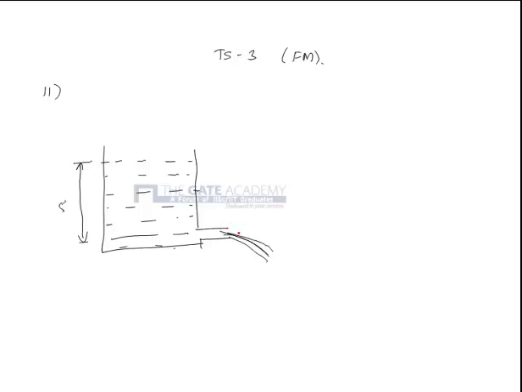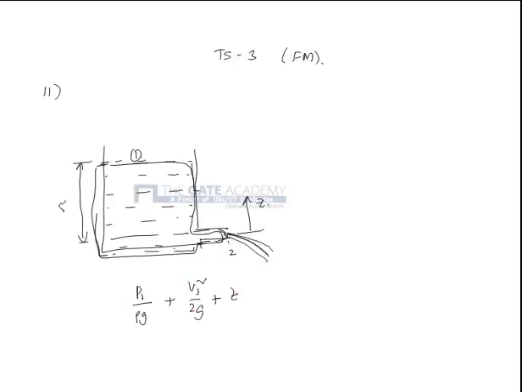From here, let's measure Z. Let's use Bernoulli's equation. Let's consider this as section 1 and this as section 2. It's like a control volume which I have considered. This is my control volume. At section 1 and section 2, let's apply the Bernoulli equation. So this looks like this.